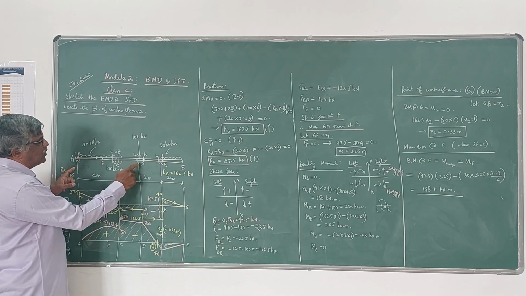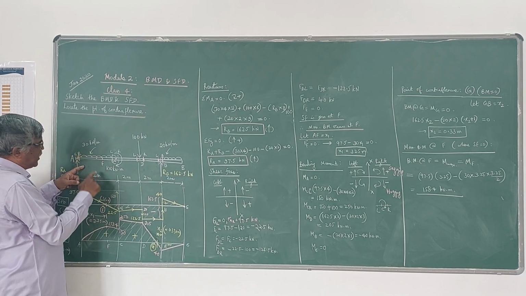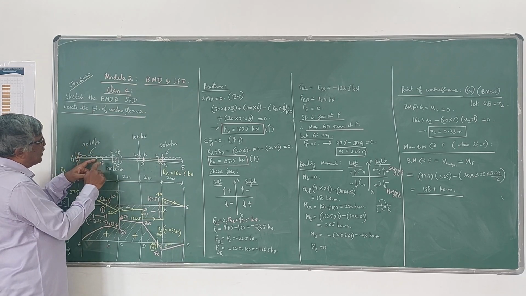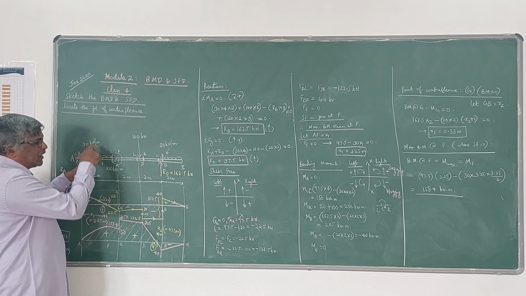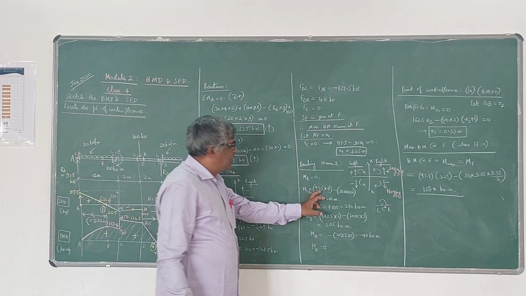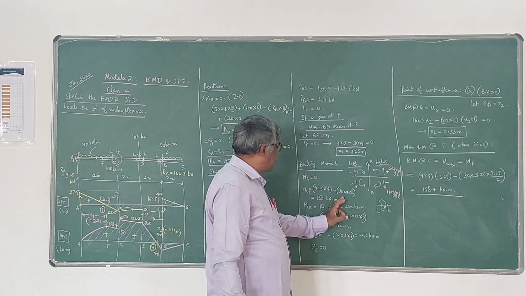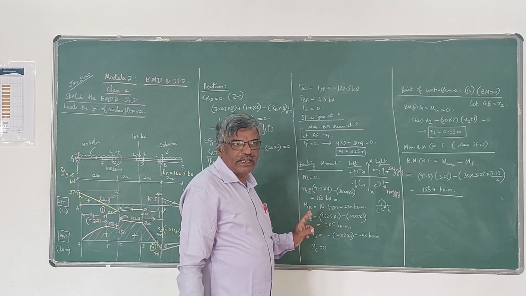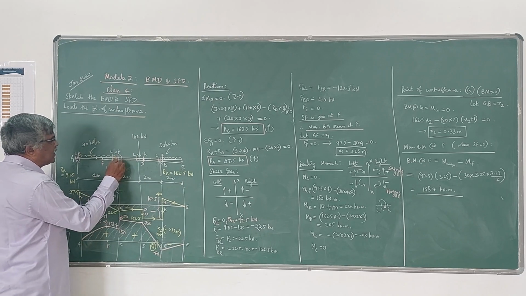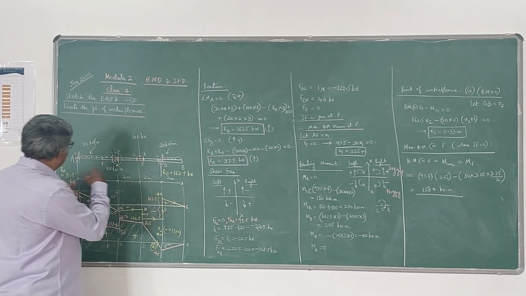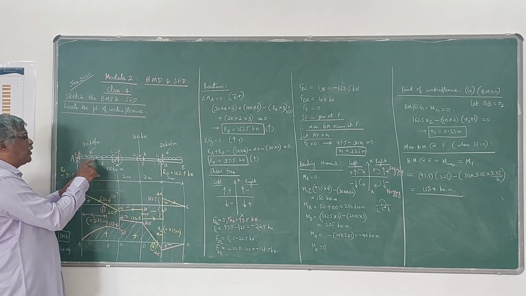So here 97.5 into 4 meters, that is positive because it is upwards. Then 30 into 4 acts at the midpoint, so 30 into 4 into 2, which is negative because it is acting downwards. So 97.5 into 4 minus 30 into 4 into 2 is the bending moment at the left side of C. Now if you want the bending moment to the right side of C, it is the same, 97.5 into 4 minus 30 into 4 into 2.